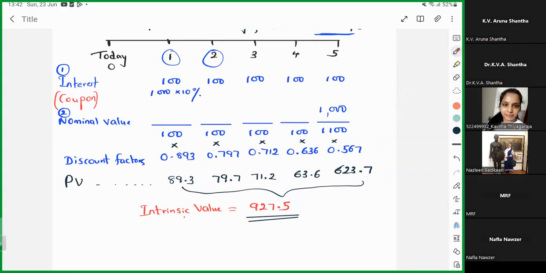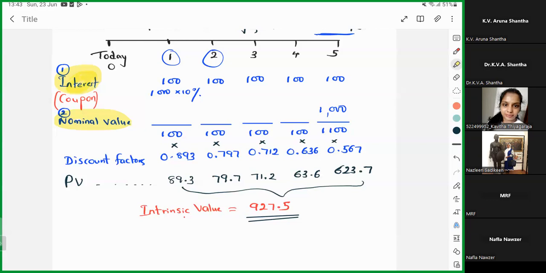Now you see how you have done this. You got the cash flows. For debentures, there are two cash flows: the periodic interest payment or coupon, and the nominal value at maturity. Then these cash flows are discounted by, remember, the investor's required rate of return.